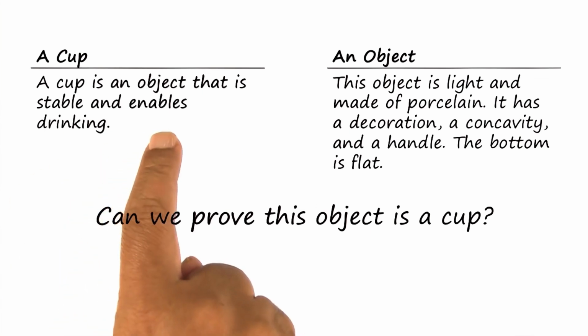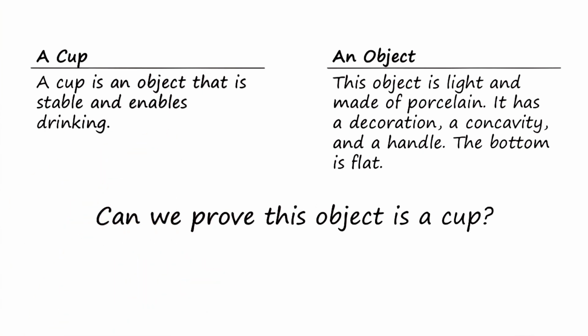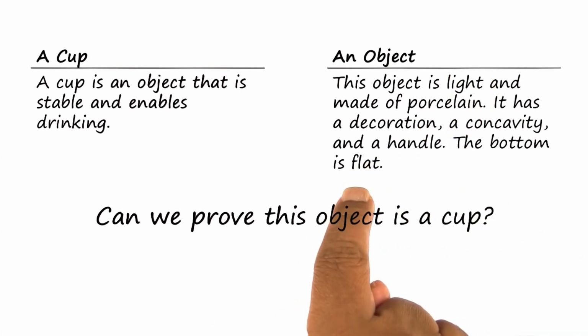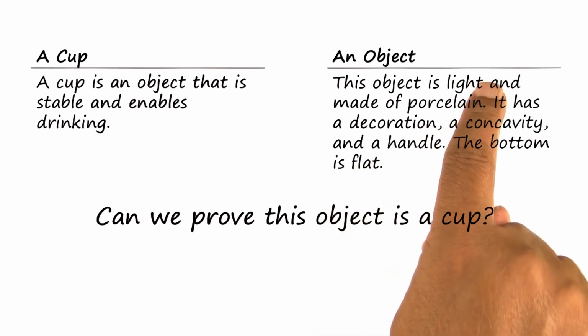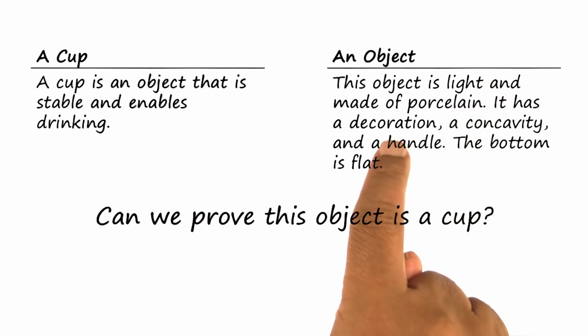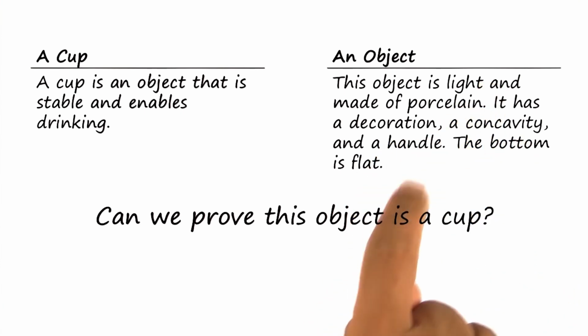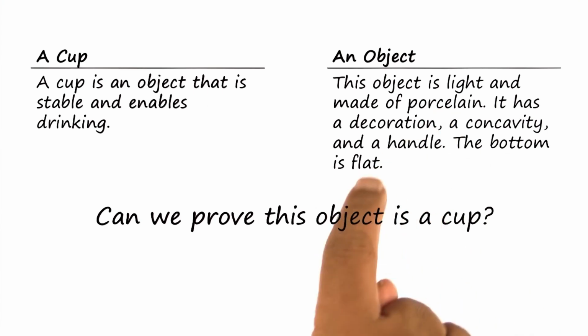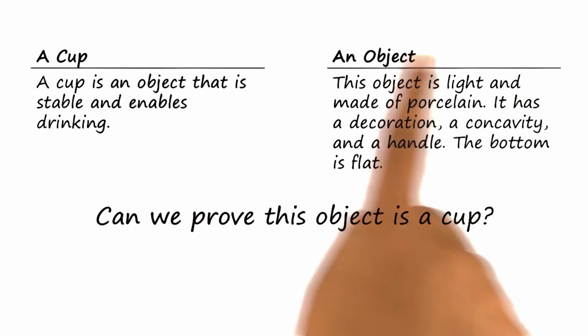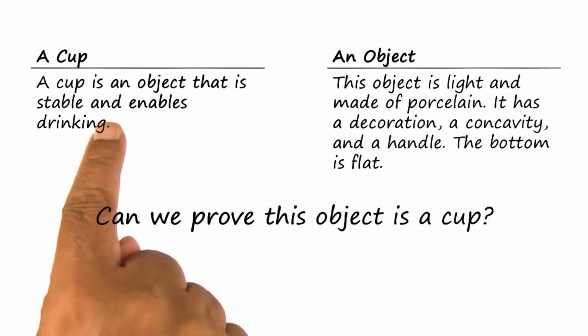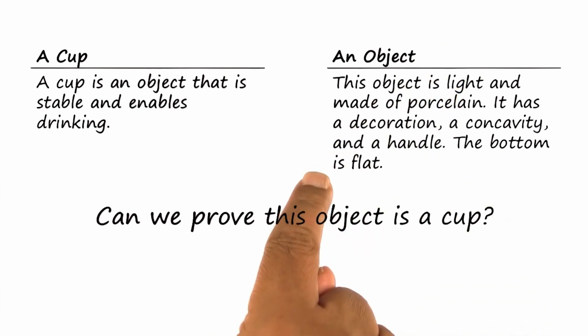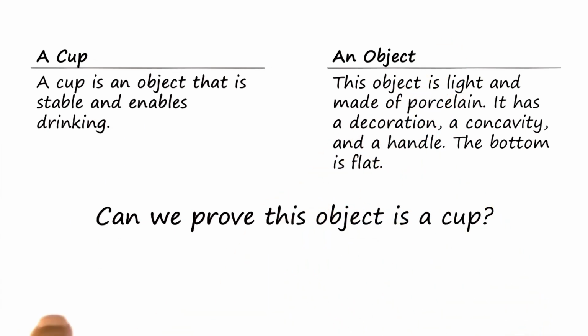The robot goes into your kitchen and can't find a single clean cup. So it looks around. This is a creative robot, and it finds in the kitchen a number of other objects. One particular object has this description. The object is light and is made of porcelain. It has decorations and it has concavity and a handle, and the bottom of this object is flat. Now the robot decides to use this object as a cup because it can prove to itself that this object is an instance of a cup.